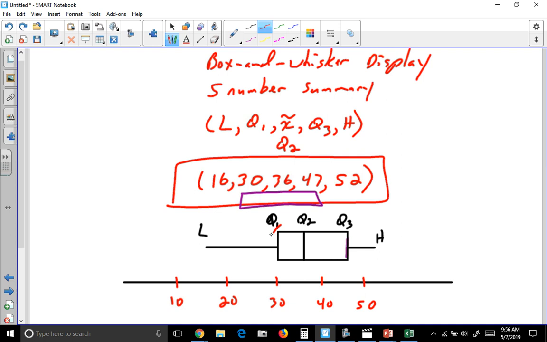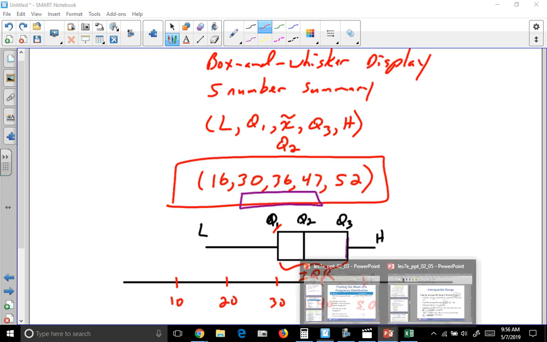The box is our middle half of our data. The width of our box is our interquartile range. And then we can see the edges, our first and our last quarters. So that's a box and whisker display.